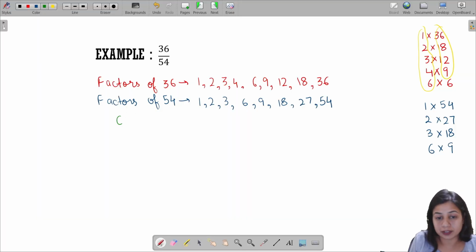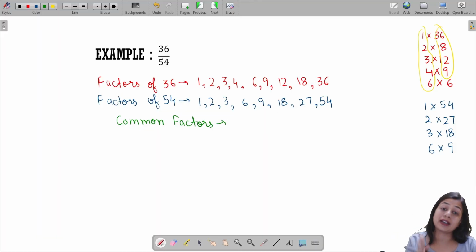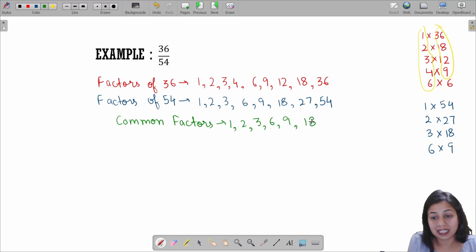Next is common factors, right? Common factors are the factors which are present in both the numbers, right? And we can also clearly see that the factors like 3, 6, they are exactly dividing the number, leaving no remainder, right? So the common factors are 1, 2, 3, 6, 9 and 18. These are present in both the numbers 36 and 54. But the highest among them is 18, HCF, highest common factor is 18.